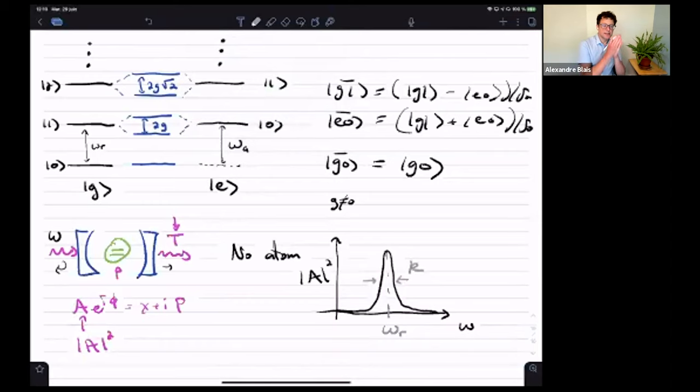And that kappa is exactly the same kappa as we've put in the master equation that I've given before. So if you were to solve the master equation that I've given before, now in the absence of an atom, and you solve for the steady state and you plot amplitude versus input frequency, you will see exactly this plot, this result.